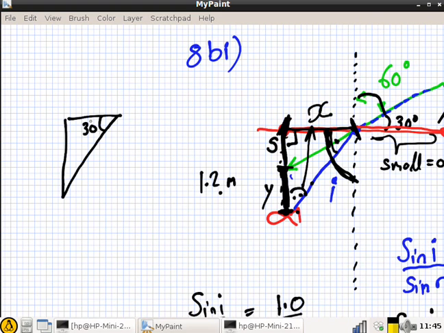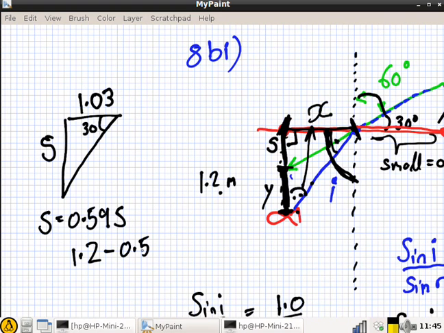30. 1.2 was it for x? No, 1.02 wasn't it? 0.3. So can you tell me what this here is? We should use, you have it? What is it? 0.59. Good, so then this here would just be 1.2 minus 0.595. That gives me the y then, because the total is 1.2.